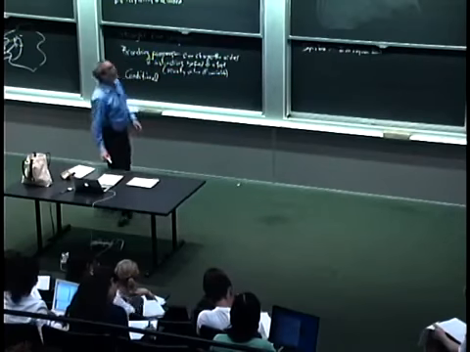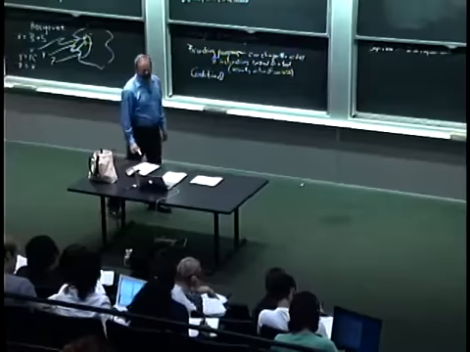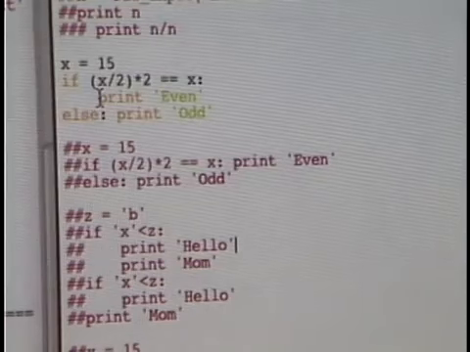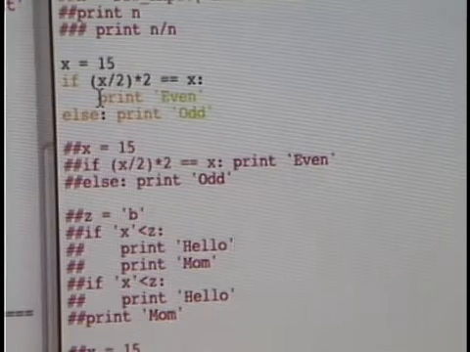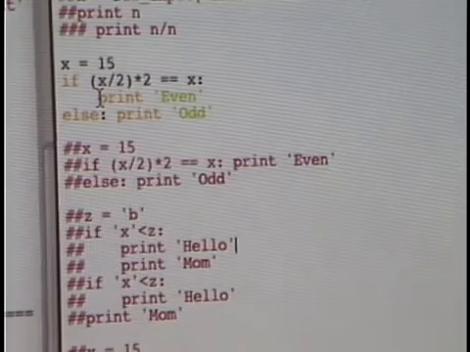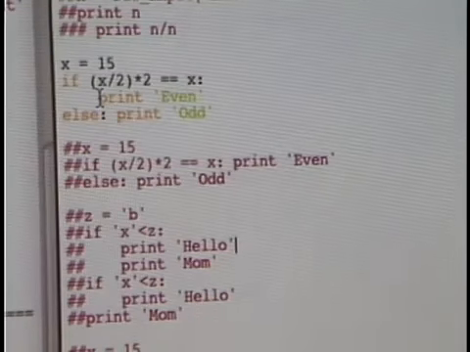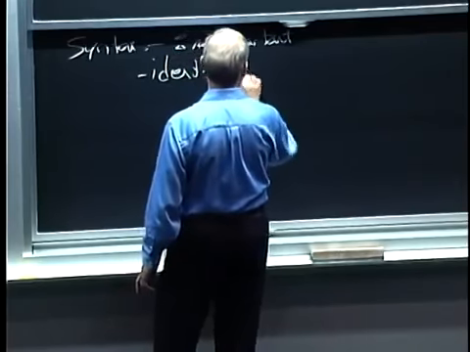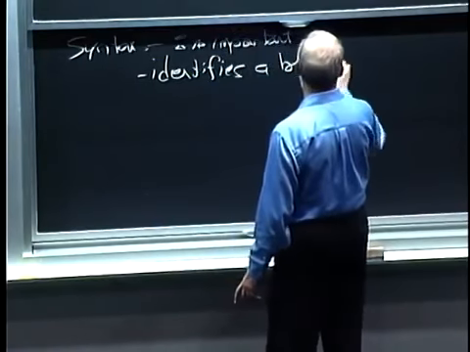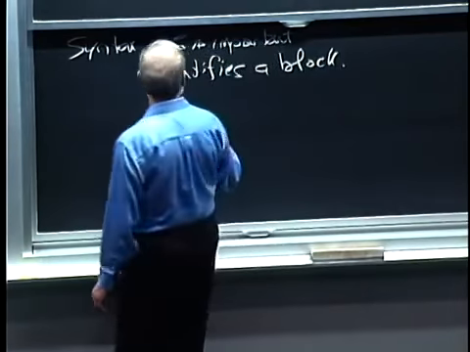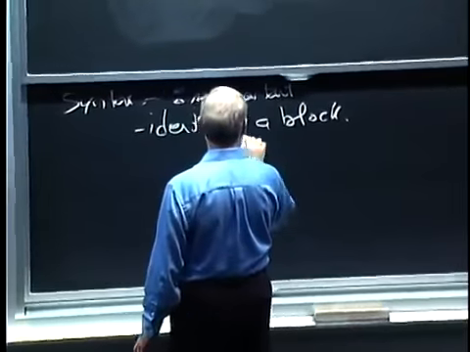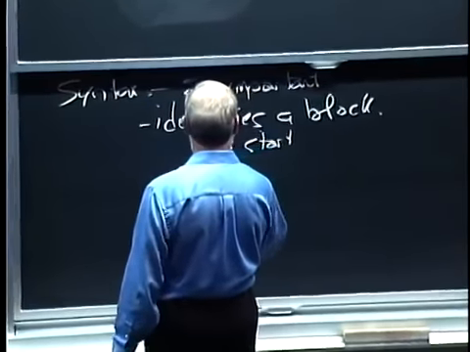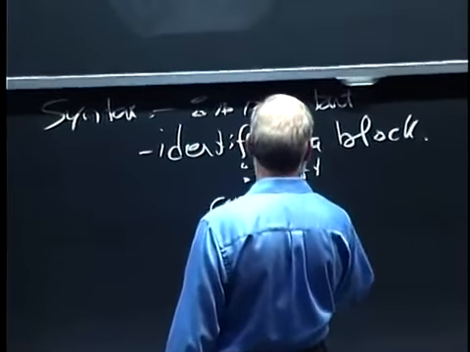Okay, so let me go back to where I am. I'm looking at that piece of code. What that colon is saying is, I'm about to begin a sequence of instructions that I want to treat as a block. So it identifies a block of instructions. And in particular, the colon is the start, and the carriage return is the end.